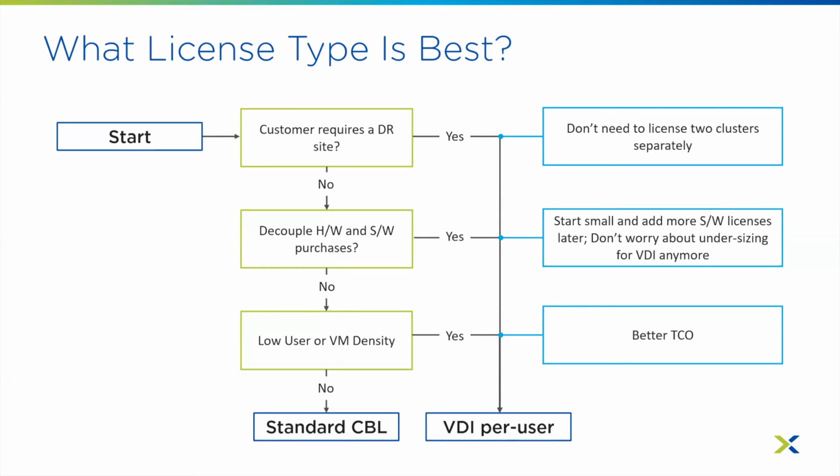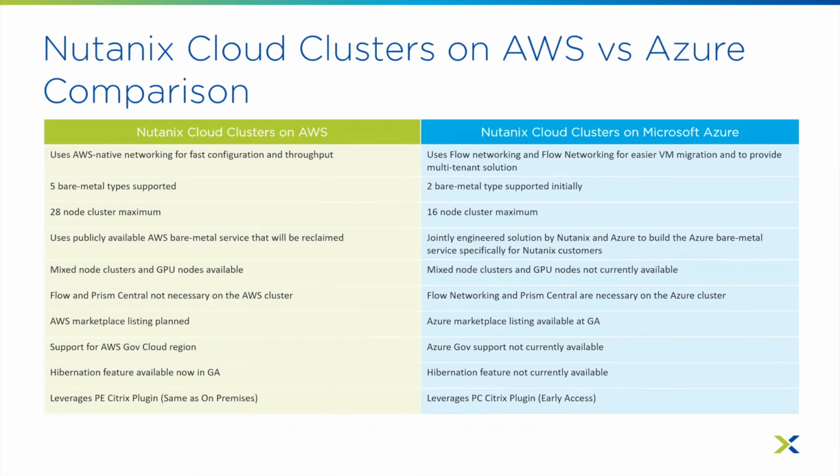And then if you want better TCO, you go with the per-user option. So again, you pay us for the software and then pick the hardware of your choice. We don't care about the number of nodes or how much hardware. It's all about the number of users matching your broker. So there's DaaS licensing, and there's Virtual Apps and Desktops licensing. Here's a quick comparison.